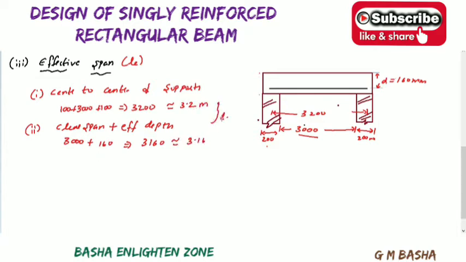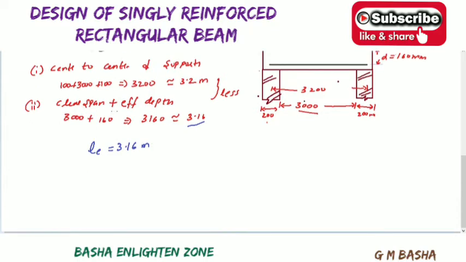Out of these two we can take whichever is less. So this is the procedure for finding effective span. Effective span will be in the range of center to center of the supports and clear span plus effective depth. Please simplify these two, and out of these two whichever is less you can take, that is your effective span. Therefore here our effective span will be equal to 3.16 in meters. Then go to the next point, loads.